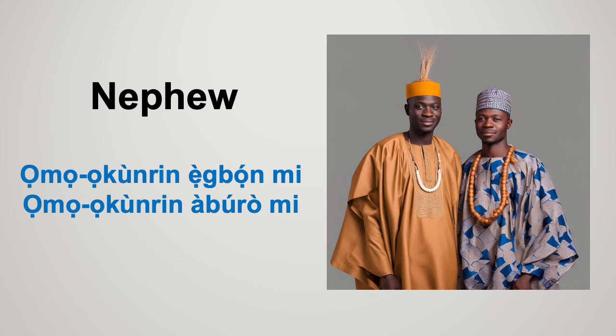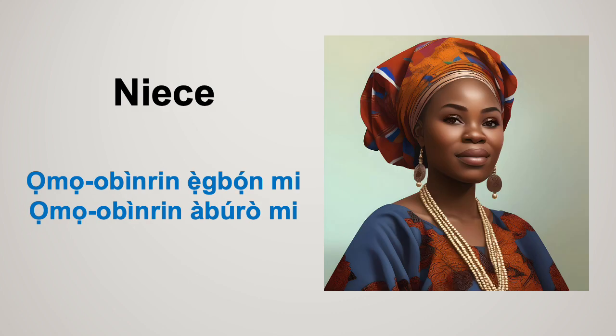And the same principle can be applied for niece. So niece would be ọmọ obìnrin ẹ̀gbọ́n mi. That means the female child of your brother, or the female child of your sister, older brother or younger brother, older sister or younger sister. So as long as it's their female child, that will be ọmọ obìnrin ẹ̀gbọ́n mi, ọmọ obìnrin àbúrò mi.